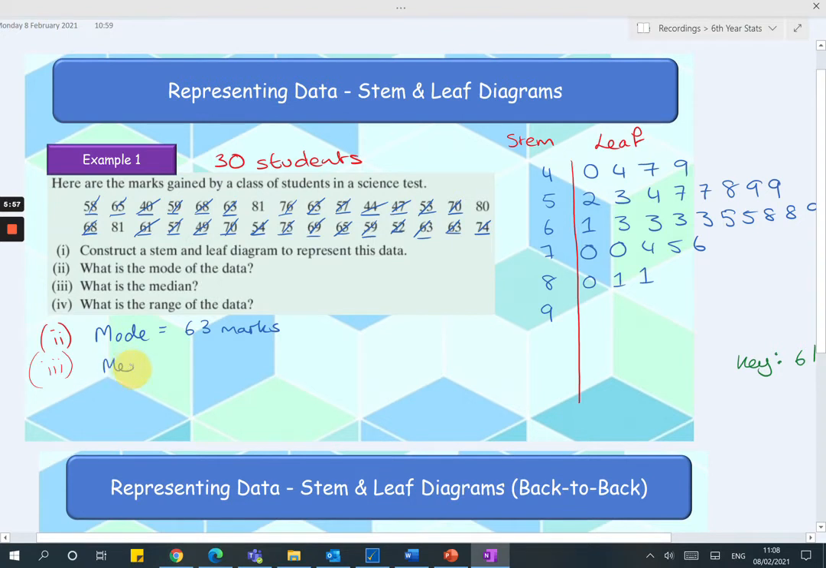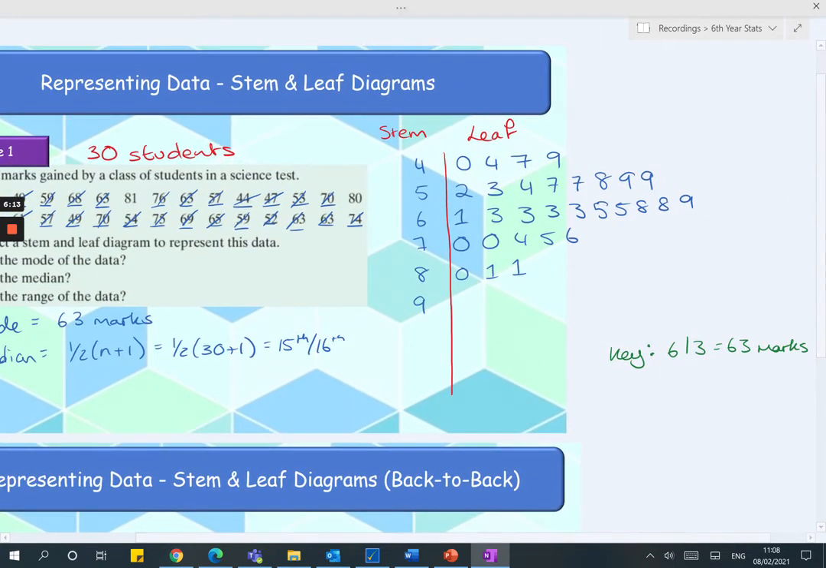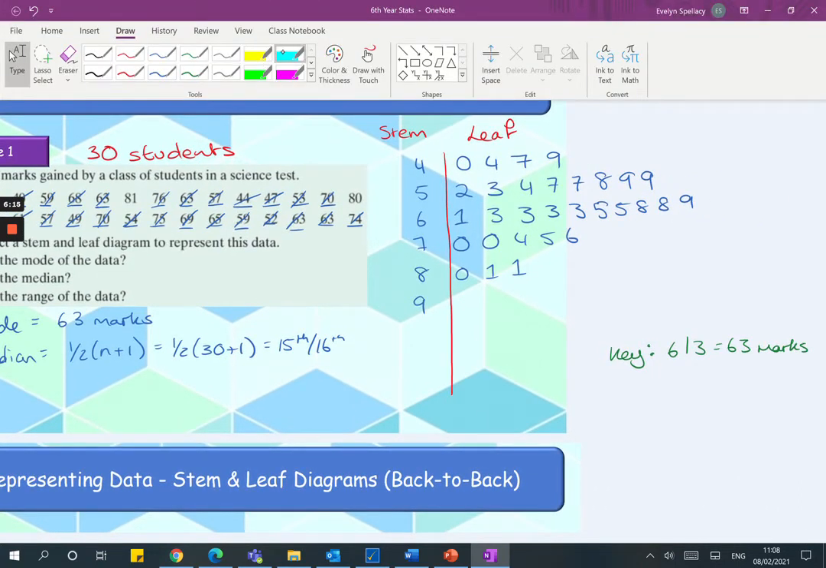The median position is equal to 1/2 by n plus 1, which is 1/2 by 30 plus 1, which means it's going to be the 15th/16th person. So I'm going to count from smallest to largest in my data to try and find the 15th and the 16th person.